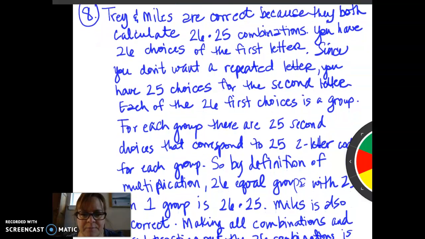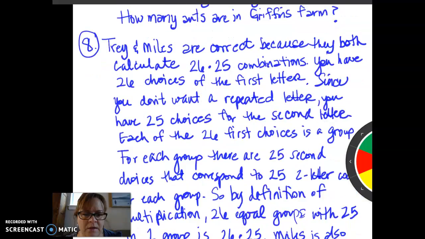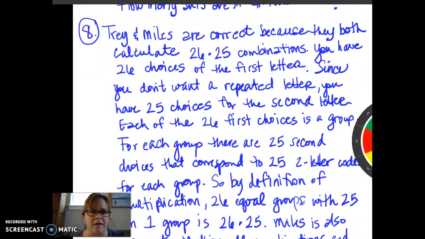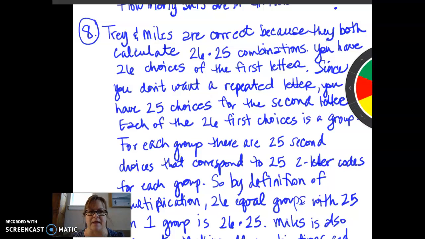So I'm hoping that I can explain my answer here. All right, so Trey and Miles are correct. John is not correct. We're not adding in this case, we're multiplying. Trey and Miles are correct because they both calculate 26 times 25 combinations. They do it a little differently from each other, but they're both calculating 26 times 25 combinations.